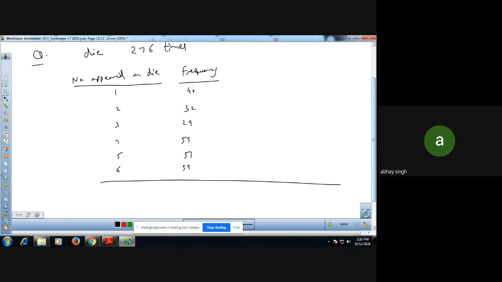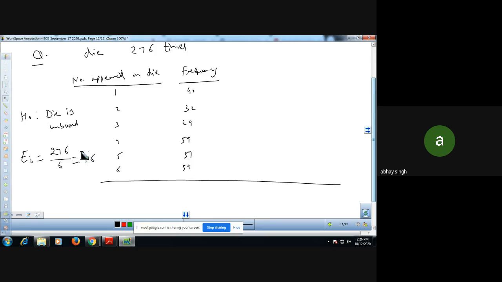Test whether the die is biased or not. This is we have to test. But we shall always take that die is unbiased. And its alternative will be the die is biased. So under the null hypothesis, the expected frequencies we can calculate. The expected frequencies are denoted by EI. This will be the possible number of times, that is 276 divided by the faces, 6 faces on the die.